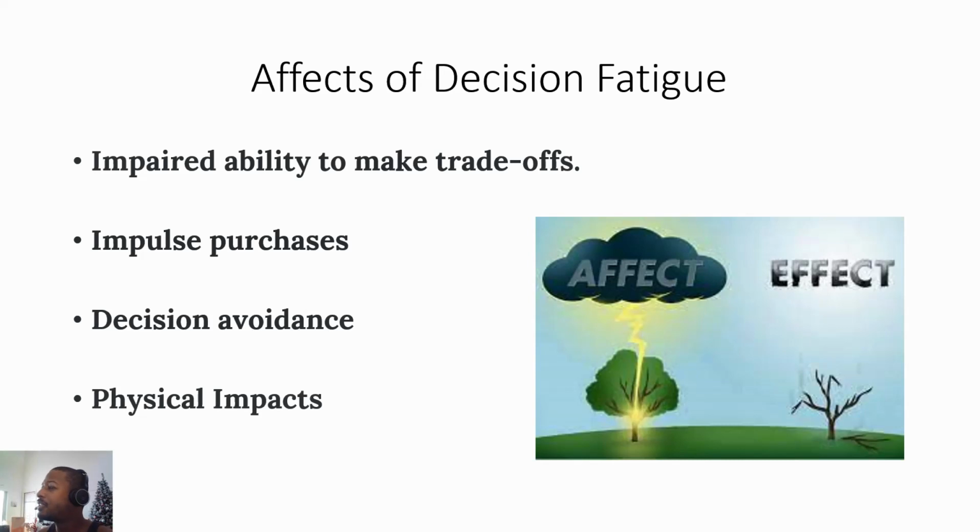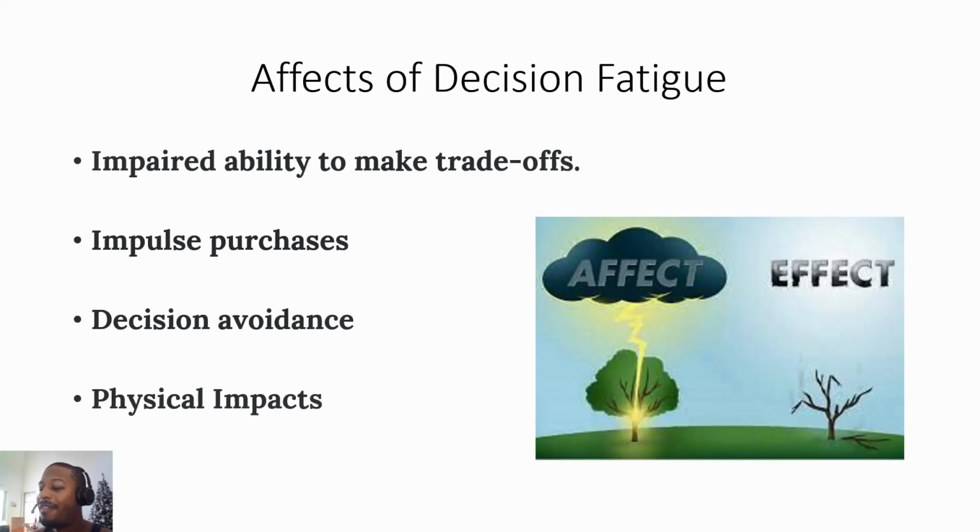Now let's talk about the effects of decision fatigue. Basically, impaired ability to make trade-offs is going to be one of the most important things that happens. Trade-offs involve several choices where you have positive and negative elements to each. They're particularly time-consuming forms of decision making, where you're faced with too many trade-offs to consider. We typically end up mentally depleted and make poor choices as well.